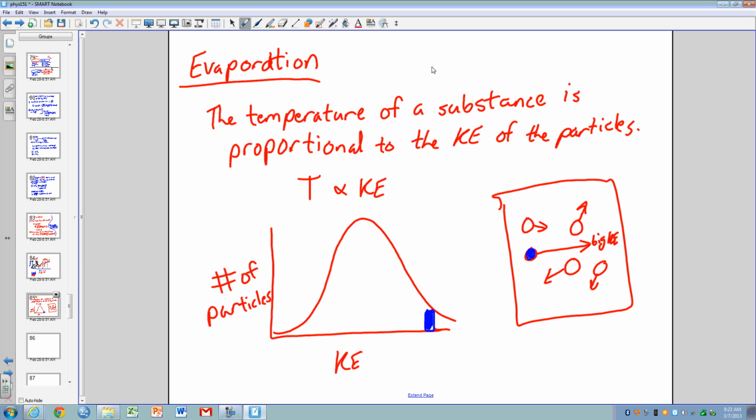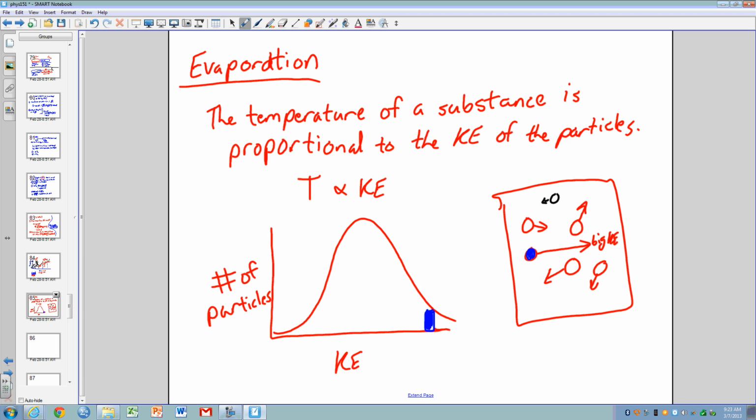On the other hand, I might have another particle that's moving just a little bit. It's just sort of meandering along the path of life as it goes through this container. And so does this have a big or a small kinetic energy?